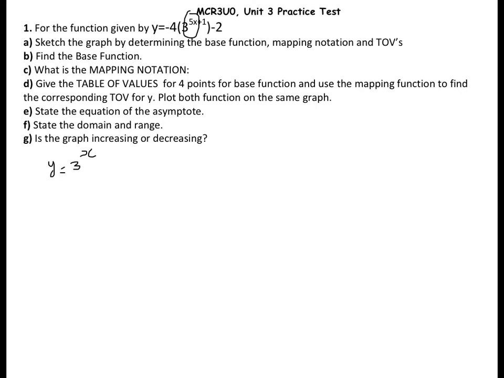What is the mapping notation? Before I do the mapping, I'm going to transform this function into the general form that I gave you before. So this becomes negative 4 times 3 exponent 5x plus 1. I'm going to factor 5 out, so I get x plus 1 over 5, and then minus 2.